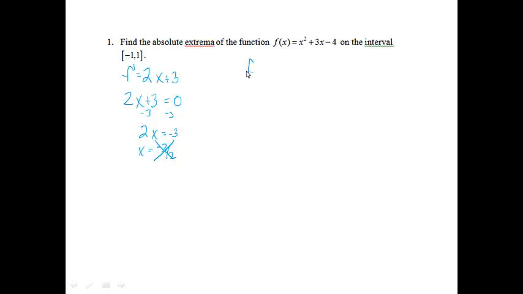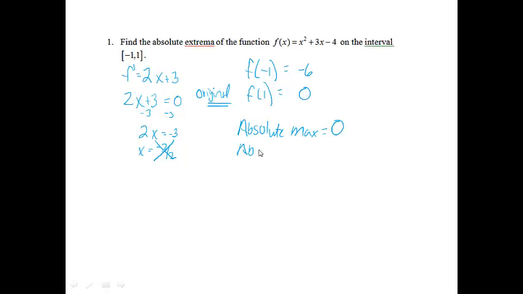So now what we're going to do is test f of -1 and test f of 1. When we test these, we go back into the original equation because we're looking for original y values. So if I plug -1 into that function, I will get -6. If I plug 1 into that function, I will get 0. So based on that, I know that my absolute max is equal to 0. The biggest y value is 0. And then my absolute min will equal -6.